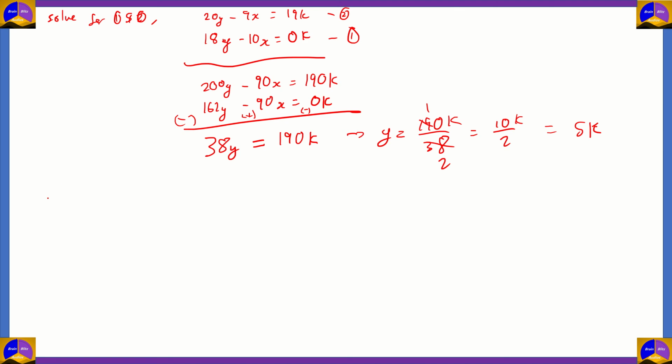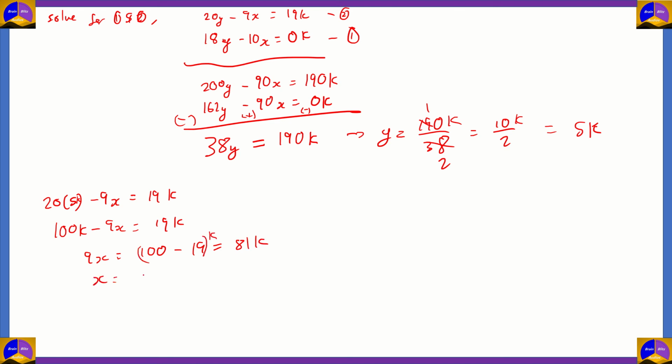So let's put that in terms of x. 20 times 5k minus 9x gives you 19k. So 100k minus 9x equals 19k. So 9x equals 100 minus 19, which is equal to 81. So 100 minus 19 times k is equal to 81k. So x is 81k over 9, which is equal to 9k.